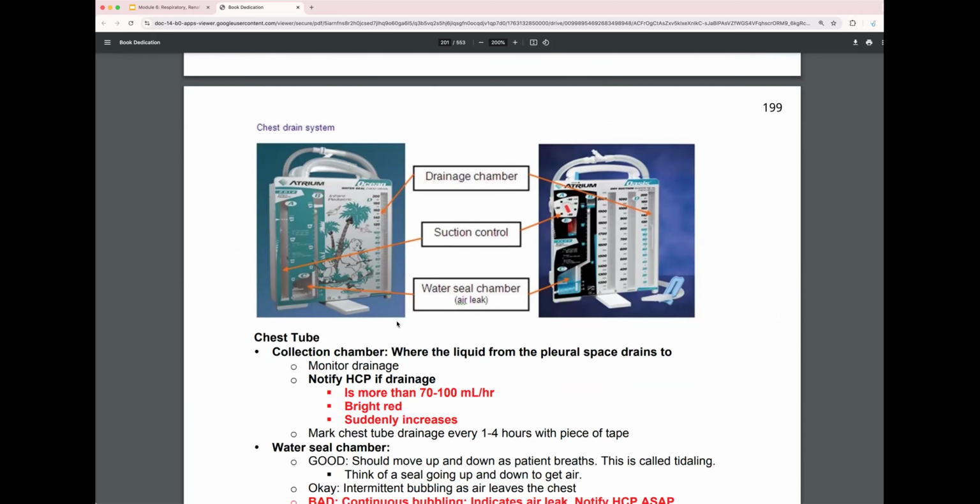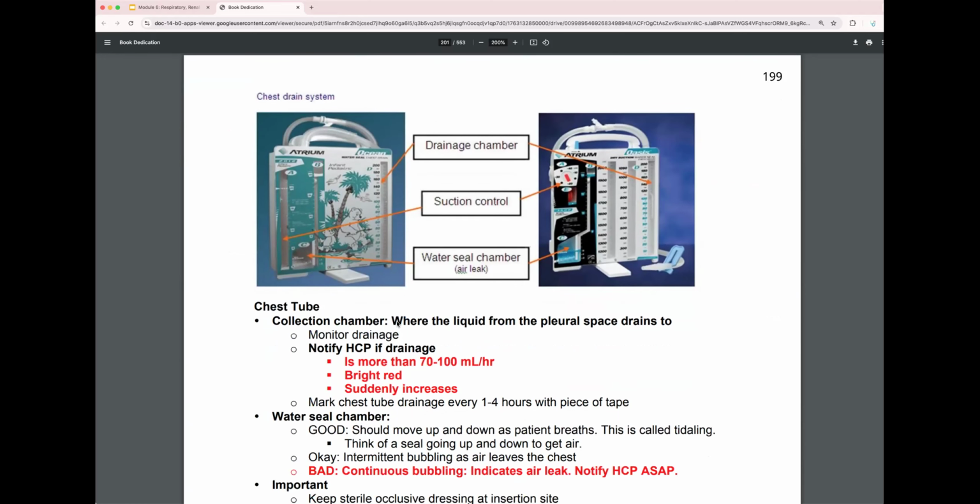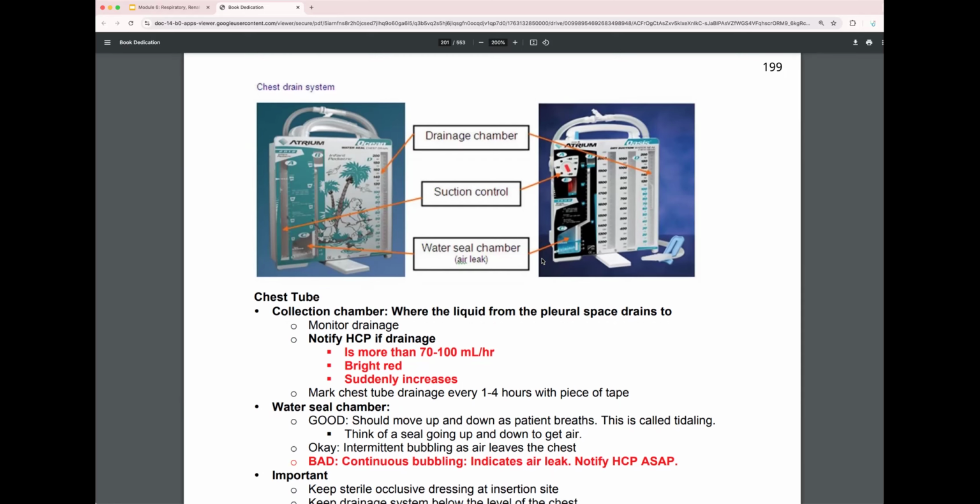The last topic we're going to talk about for respiratory is chest tubes. So here we have on page 199 a chest drain system. A chest tube has your collection chamber. Your collection chamber or drainage chamber is what's going to collect the liquid from the pleural space. The chest tube is to get air and fluid out of the chest cavity, right? So I want you to know about the water seal chamber.